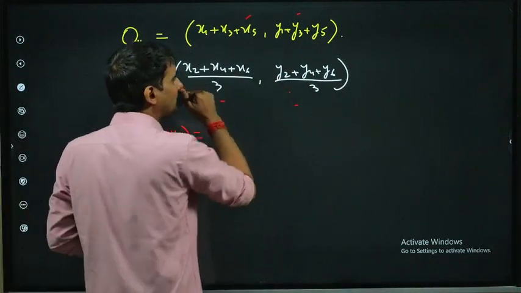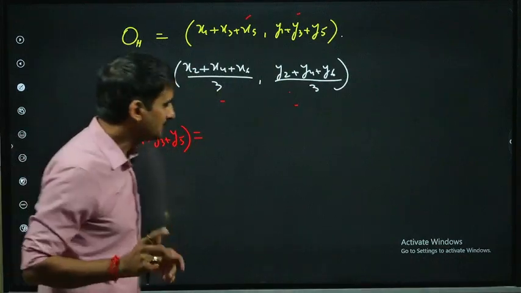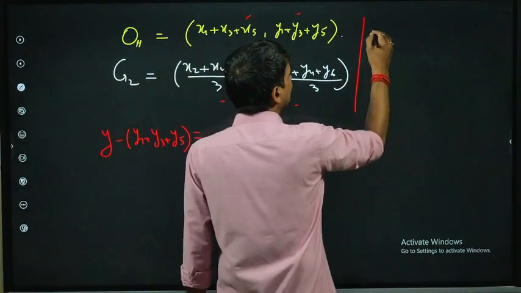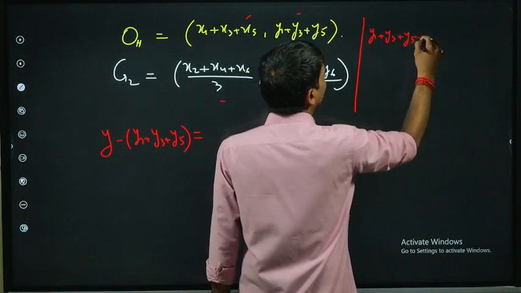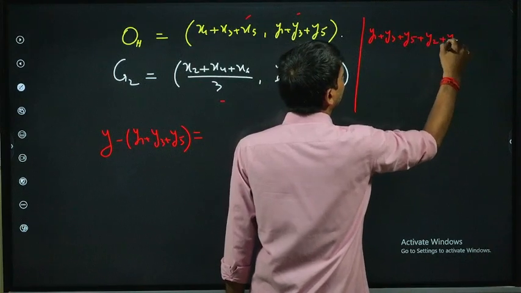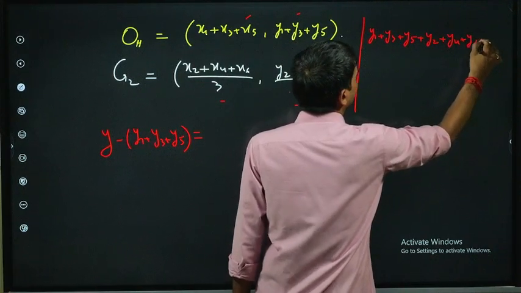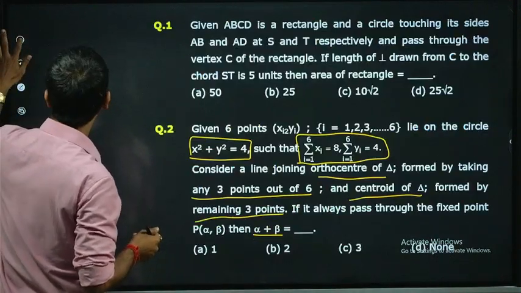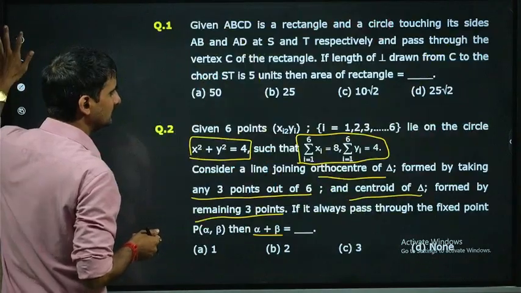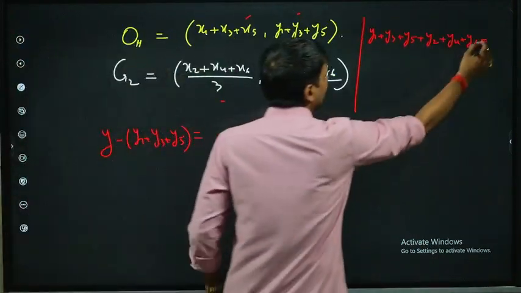So, now what? The sum of all the ordinates is what we are given. We are given that y1 plus y3 plus y5 plus y2 plus y4 plus y6 is, I think, given to be 4. Let's check it out. So it's given to be 4, and the sum of all the abscissa is given to be 8.